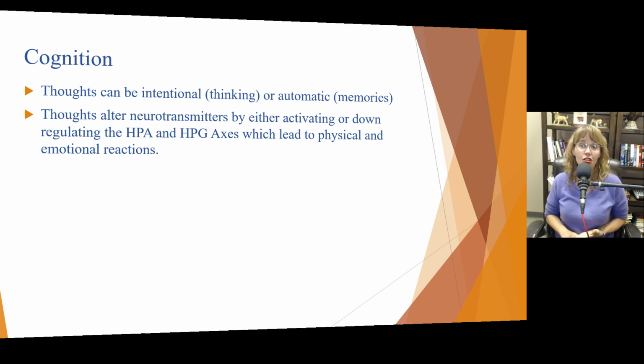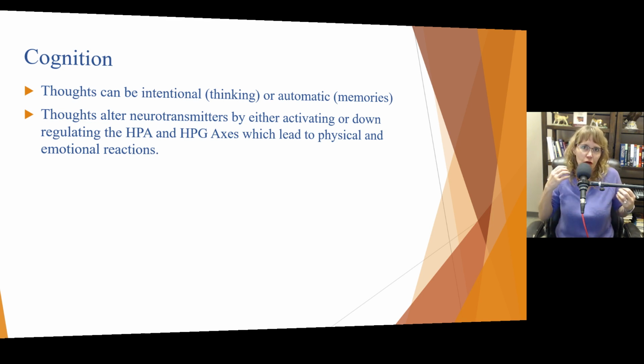Our thoughts do alter our neurotransmitter balance by either activating or down-regulating, calming down the HPA and HPG axes, which affect our physiological reactions. When we have a stressful thought, it triggers the HPA and HPG axis. They dump all those excitatory neurochemicals and hormones to get us ready to prepare to fight or flee. So our heart rate goes up, our breathing goes up, our blood pressure goes up. We have a lot of things that are activated. So there are physical reactions that happen when we have a stressful thought.